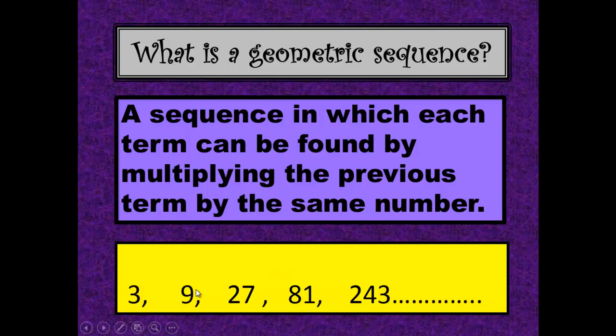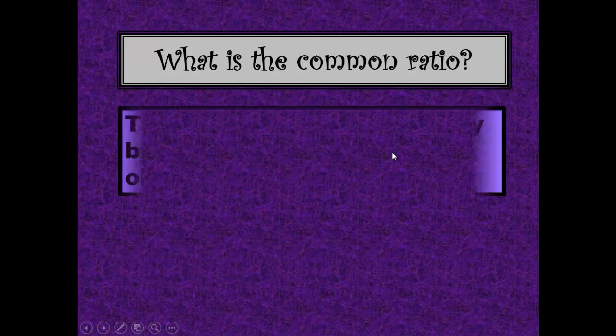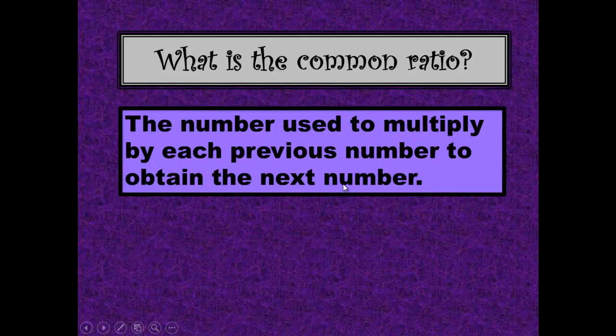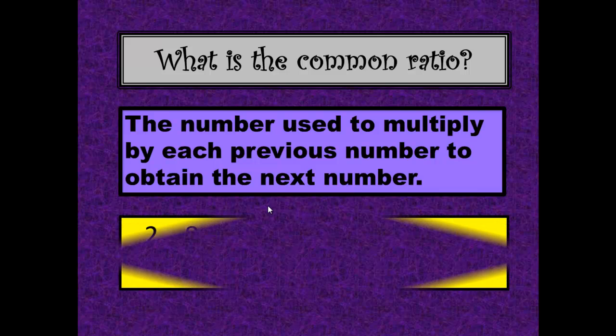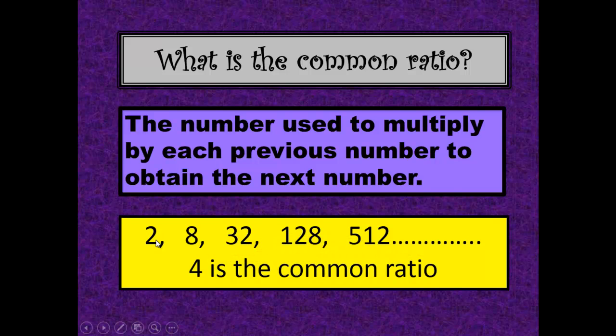9 is the result of 3 times 3. 27 is the result of 9 times 3. What is the common ratio? The number used to multiply by each previous number to obtain the next number. For the sequence 2, 8, 32, 128, and 512, 4 is the common ratio. You can get 4 from 8 divided by 2 or 32 divided by 8.